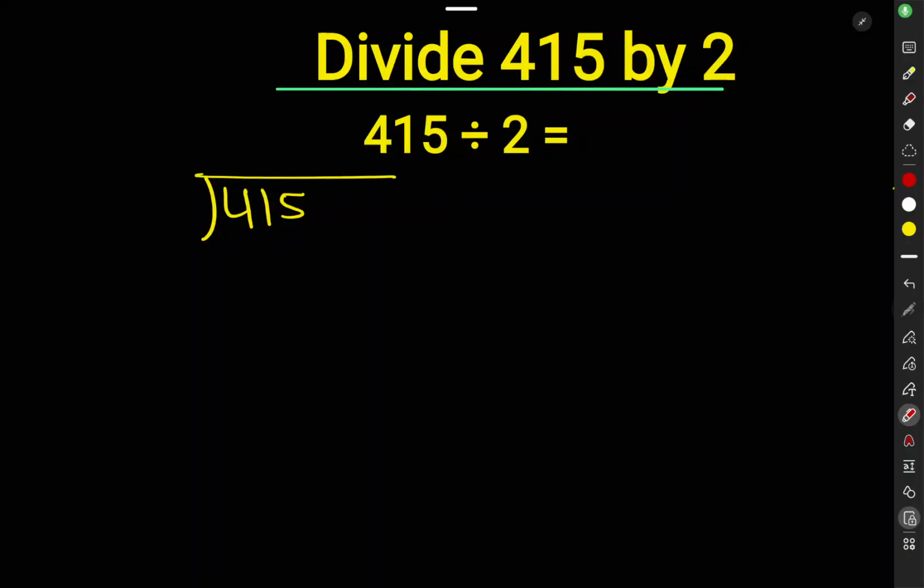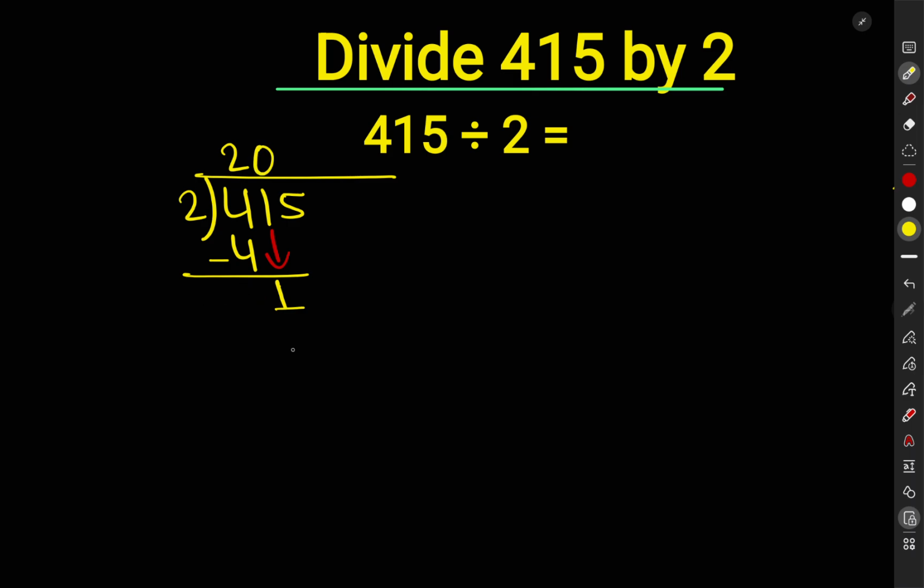We divide 415 by 2 in long division method. So 2 times 2 means 4. On subtracting it is 0. So now we put down the number beside this 1 and we remove this 0.